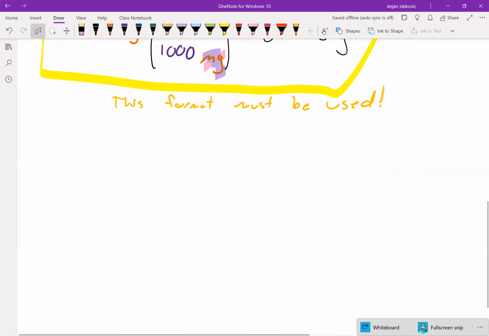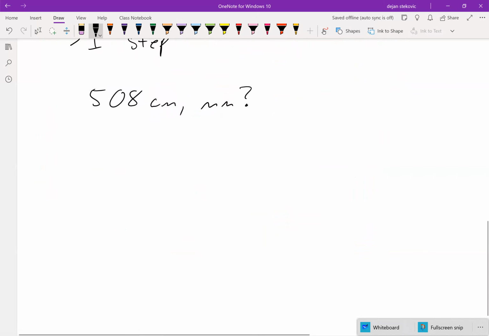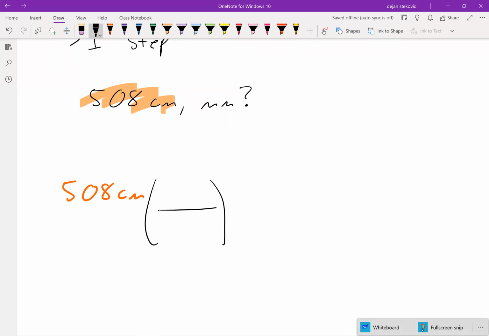Of course, conversion units aren't always one step. They can be more than one step, but again, we're just going to follow the same process. So let's take a look at an example of that. We have 508 centimeters. How many millimeters is this? Again, we're just going to do our usual thing. We're going to start off with what we're given, that's our 508 centimeters. We're going to put this in a conversion unit, and then I'm going to instantly put centimeters down here without even thinking about anything else, because I know I have to convert, so I know I have to cancel some stuff out.